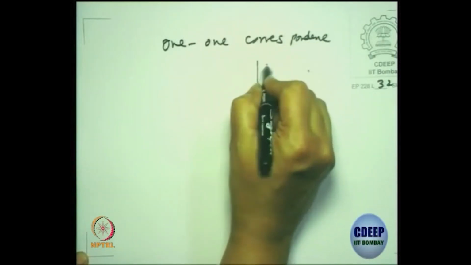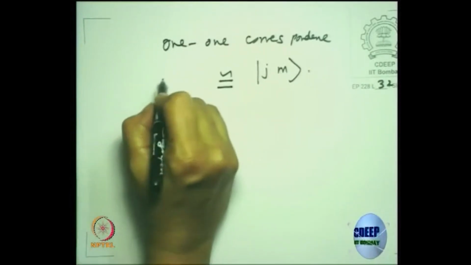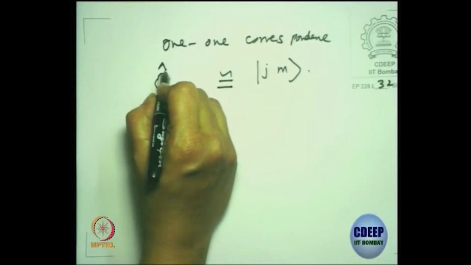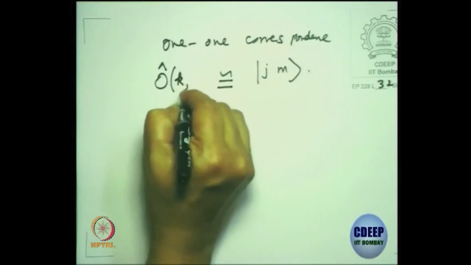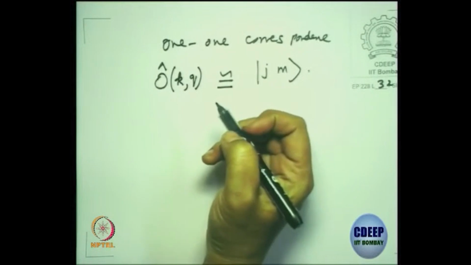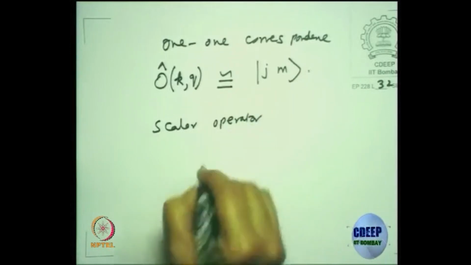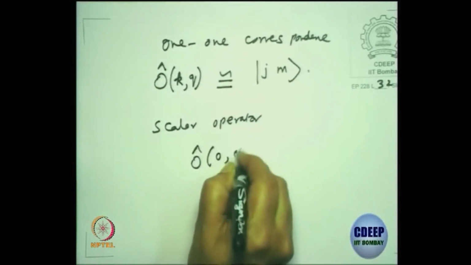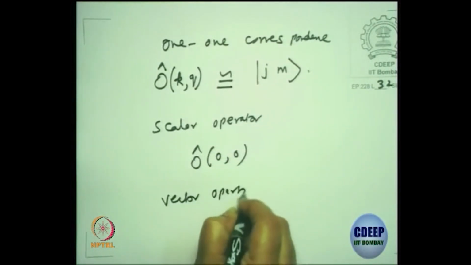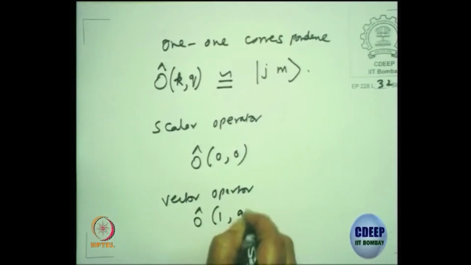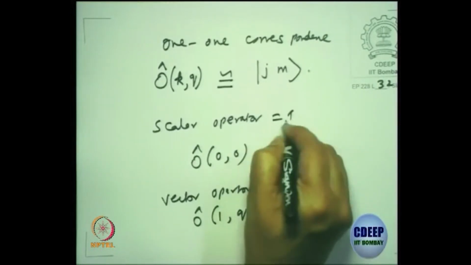that you have a state Jm. There is an equivalent way in which you can say the operators with one index, which I will call k, and the other index which I will call q. So, scalar operator is 0, 0. Vector operator is 1, q, which has 3 components. This has 1 component.